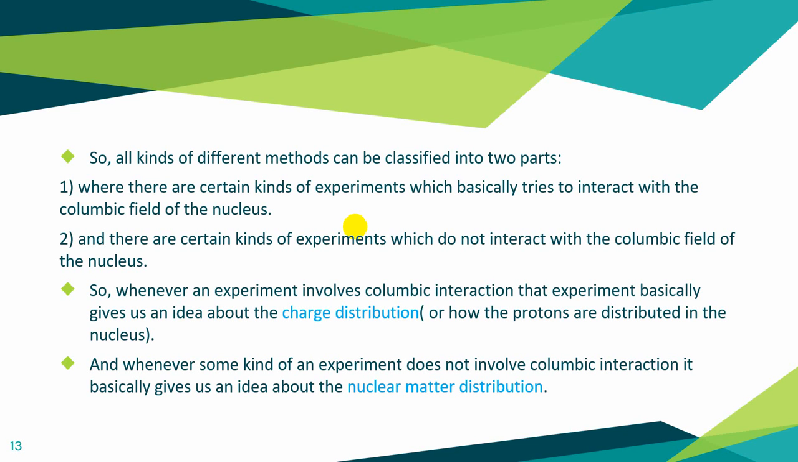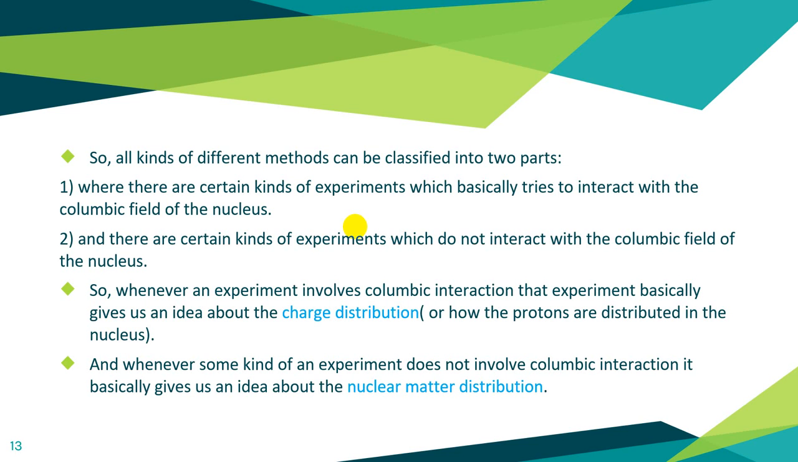So all kinds of different methods can be classified into two parts. First, there are certain kinds of experiments which try to interact with the Coulombic field of the nucleus, and second, there are certain kinds of experiments which don't interact with the Coulombic field of the nucleus. Whenever the experiment involves Coulombic interaction, it gives us an idea about the charge distribution, or how the protons are distributed in the nucleus.